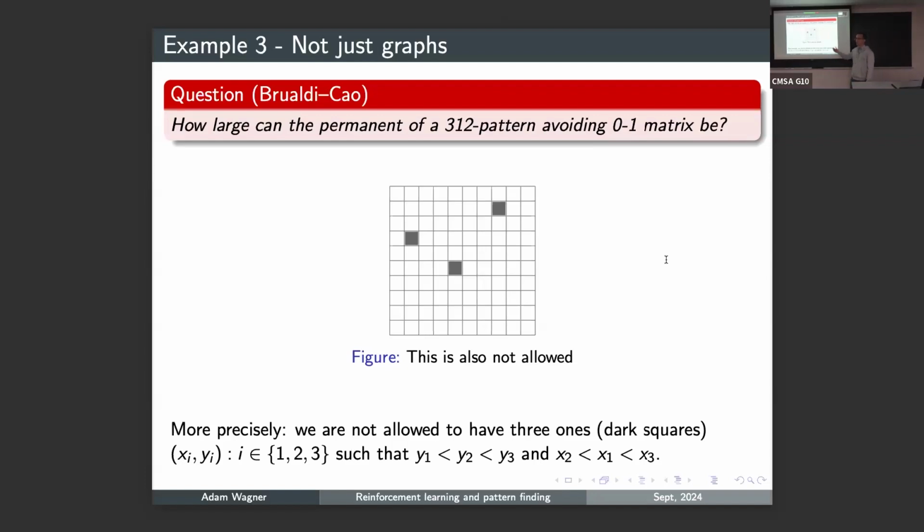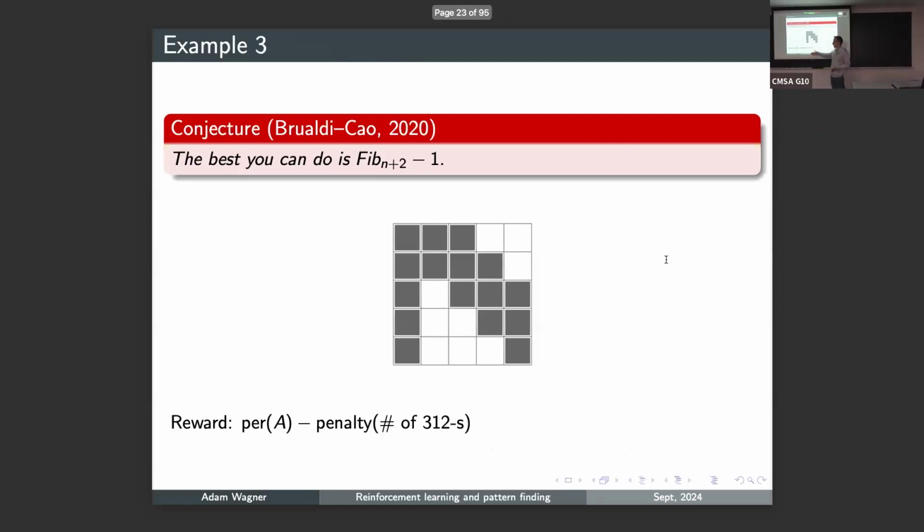Here, the reward function should be something with a permanent that we want to maximize, and it should take into account that we shouldn't have any of these 3-1-2s. So to me, one natural thing to do would be a reward function which is the permanent of the resulting matrix minus some kind of penalty function that takes into account how many of these forbidden 3-1-2s we have in the final construction. And that's definitely not the only way to do it.